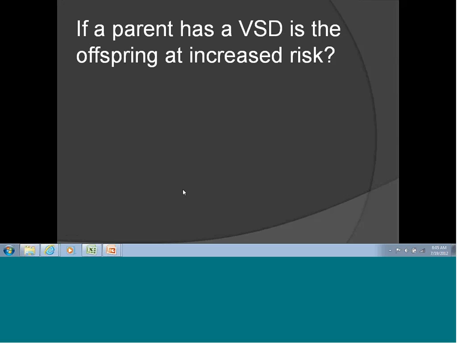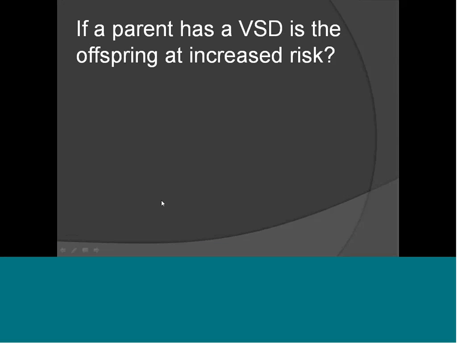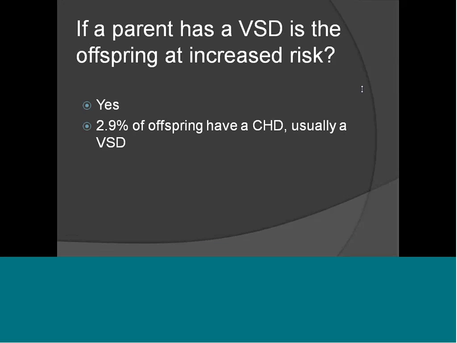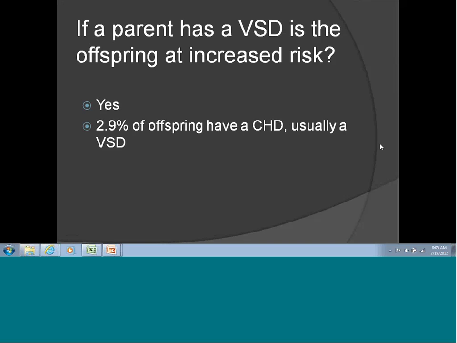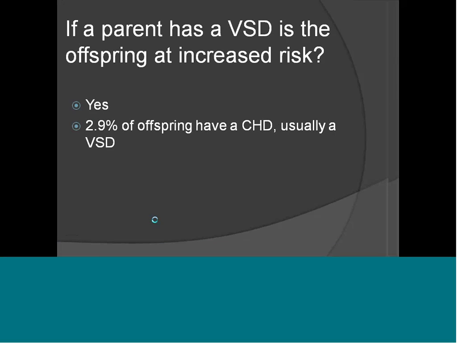Yes, okay, one answer is yes. And that is the right answer. There is a somewhat increased risk. In 2.9% of offspring. Generally, if you have one child with heart disease, your next chance is about 2 to 3% of having a child with it. If the parent has a CHD, about 3% chance that the child will have something, usually a VSD, though the offspring may not have a VSD, they may have something else going on.